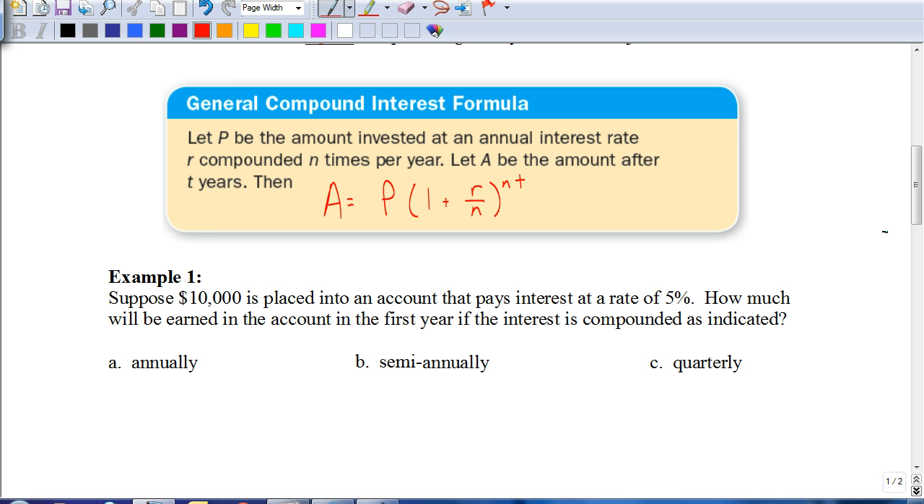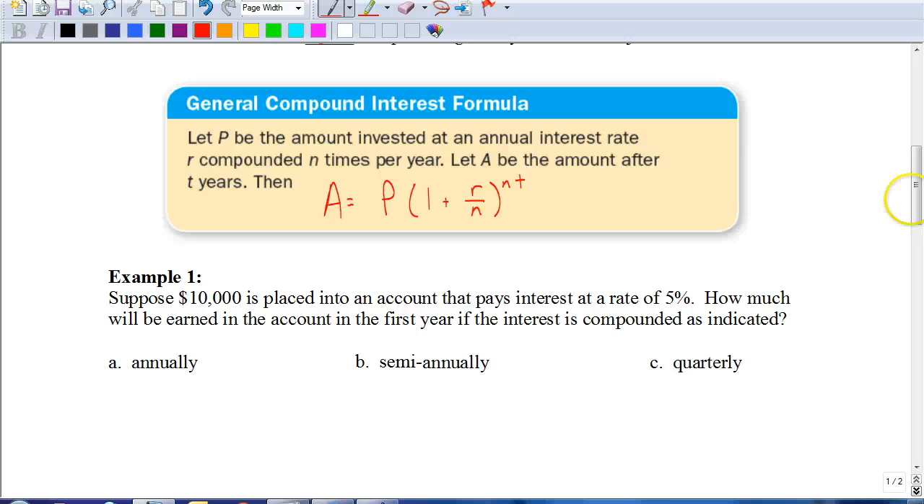This is the one that we're going to be using most of the time because, for example, if you have a credit card loan, you're going to be paying interest every month. So whatever the interest rate is, it's going to be divided by N, and N is going to be 12 because it's been compounding 12 times during the year. So again, P is going to be the amount invested or the amount borrowed. R again is your interest rate, N is the number of times it's compounded in a year, and T again is going to be measured in years.